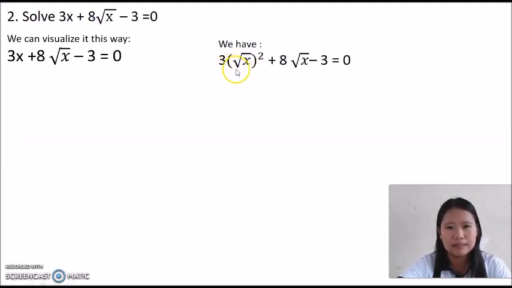3 times x, 3 times square root of x raised to 2. Kasi yung 3x at 3 times square root of x raised to 2, the same lang sila. Kasi ito makakancel din yung kanyang radical sign. In-expand lang natin para may kasama yung 8 square root of x na may square root of x. Okay? So, we have now 3 times square root of x raised to 2 plus 8 square root of x minus 3 equals 0.